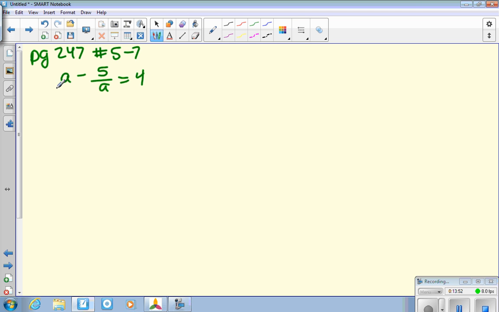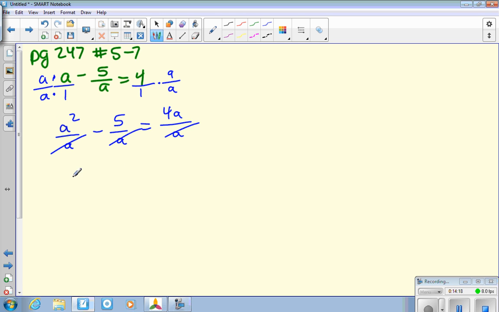So again, we want a common denominator. This is over 1. So we have to multiply this by a over a. And if you notice, the right-hand side is also over 1. So I need to multiply this by a over a. So we get a squared over a minus 5 over a equals 4a over a. Once we have the same denominator, we can get rid of them, and we're left with a squared minus 5 equals 4a. We need to get this equal to 0, so I'm going to subtract 4a from both sides, and you're left with a squared minus 4a minus 5 equals 0.